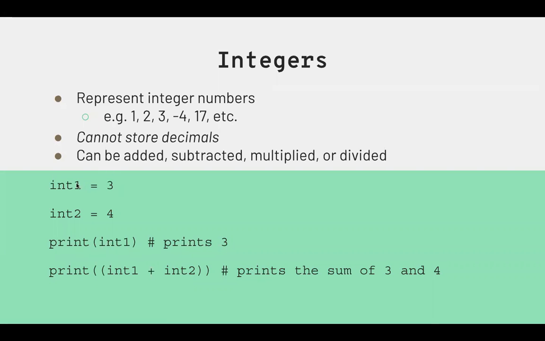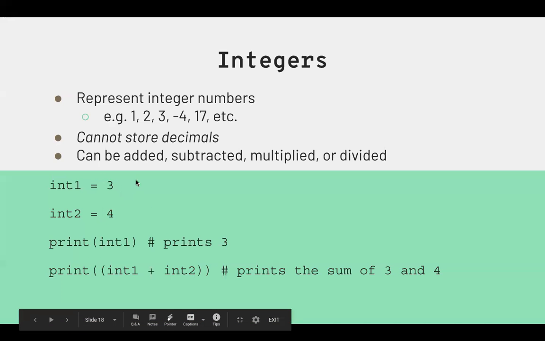For example, for int1, that's like a variable, you can make it equal to 3, and then you can have int2 equal to 4. So one thing you can't do is like int1 equals 3.0. Like that would not be an integer, that would instead be a float. So the biggest difference between an integer and a float is that integer is just like a number without decimal, and float is one with decimal.